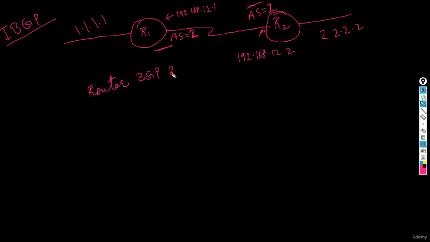So I will write router BGP 2, and after that we need to do the neighbor manually. We need to tell BGP who our neighbor is manually. So we need to write this command: neighbor, and then the neighbor IP. This is my neighbor. I am here, and this is my neighbor.